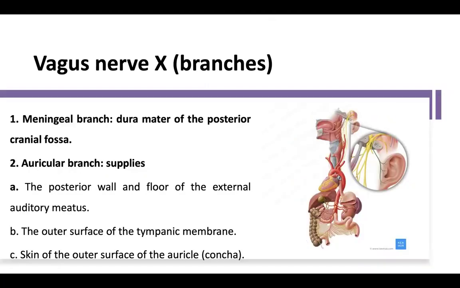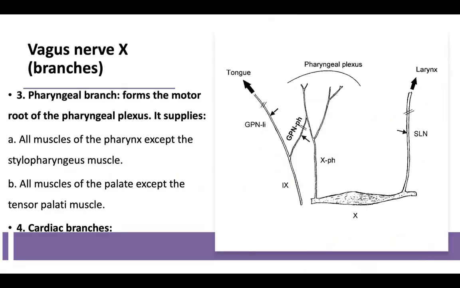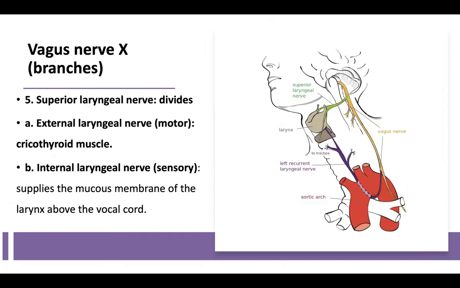It supplies the meningeal branch of the posterior fossa, the auricular branch to the auricle, the meatus and the tympanic membrane. The pharyngeal branch, very important, supplies all the muscles of the pharynx and all the muscles of the palate, all the muscles of the pharynx except the stylopharyngeus, all muscles of the palate except tensor palati. It also gives the laryngeal branches. The superior laryngeal gives external and internal: external supplies cricothyroid and internal supplies the sensation above the vocal cord.